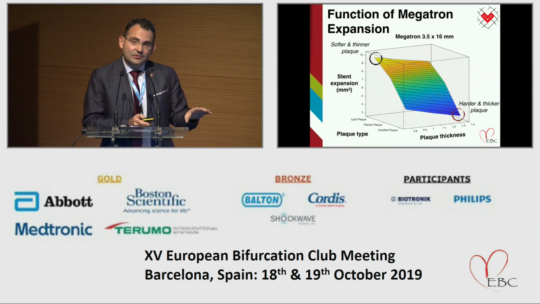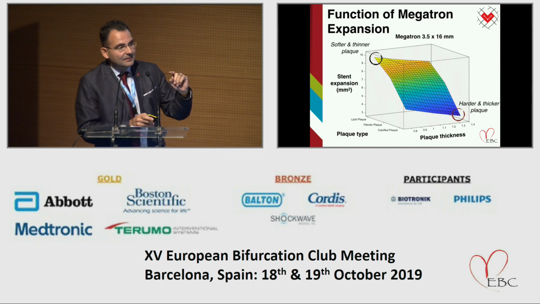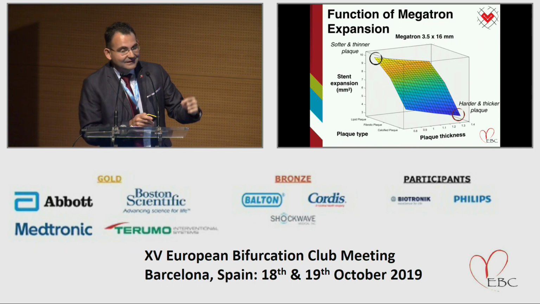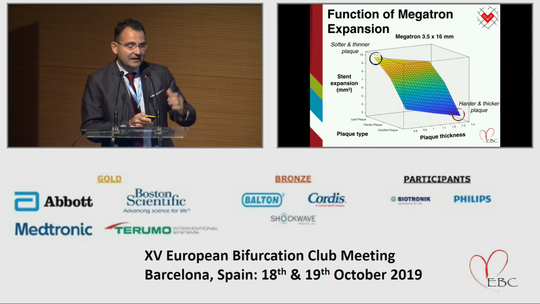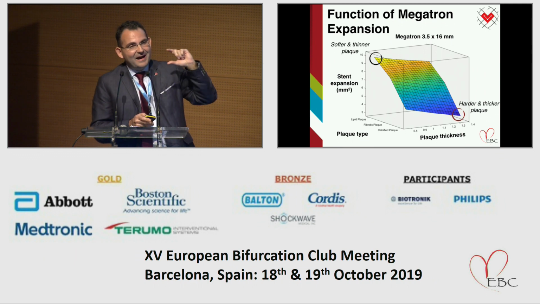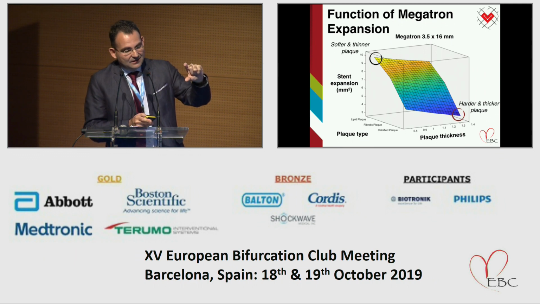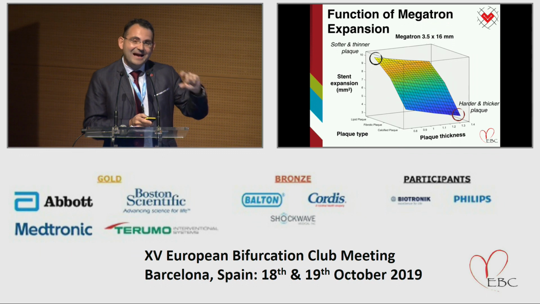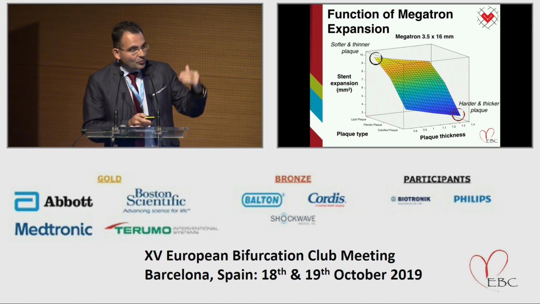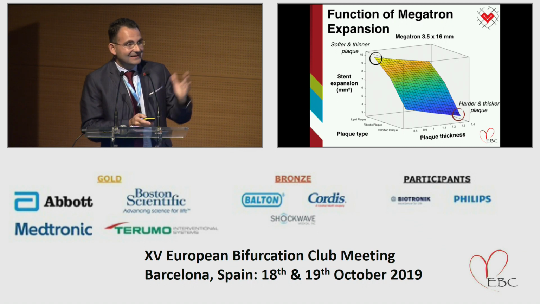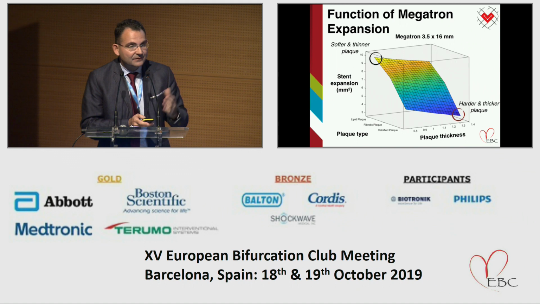But what is interesting here with this function is that we can predict pretty reliably, the R-square here is 0.98, the expansion that we're going to achieve with this stent if we know the plaque thickness, the initial lumen area, and the plaque material. And that's very important to predict how the stent is going to perform in different material properties and in different situations in the coronary arteries.